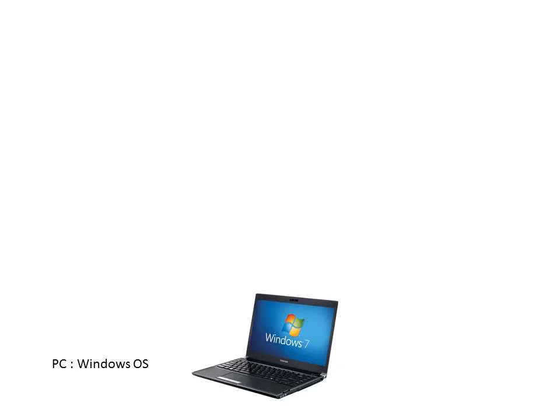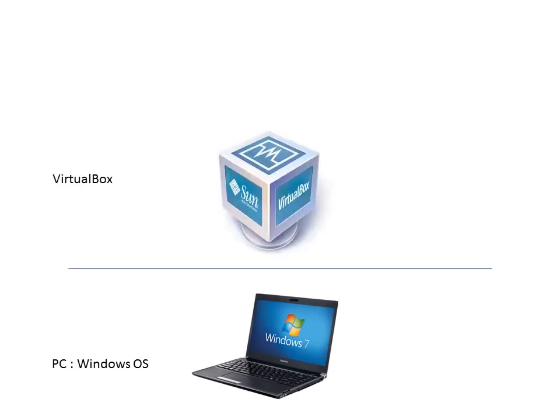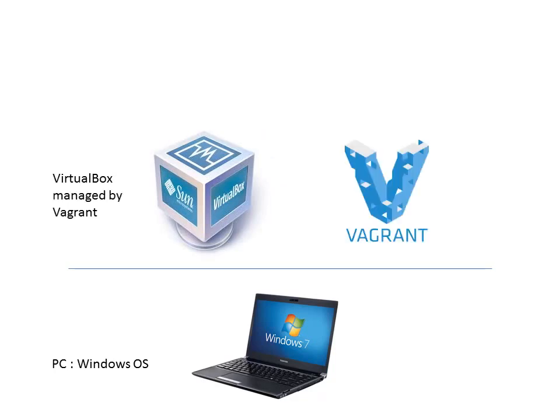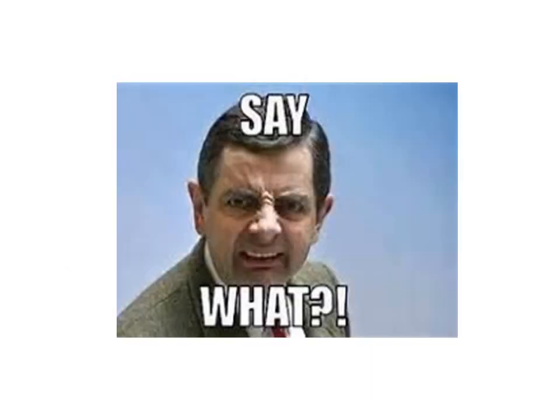This is a Windows operating system PC. On this PC we will install VirtualBox. Next, we will install Vagrant, a command line tool which manages VirtualBox. Finally, we will download a Vagrant box image for our VirtualBox. And here comes a surprise. This is a Vagrant box image of SQL Server vNext running on Linux Ubuntu.